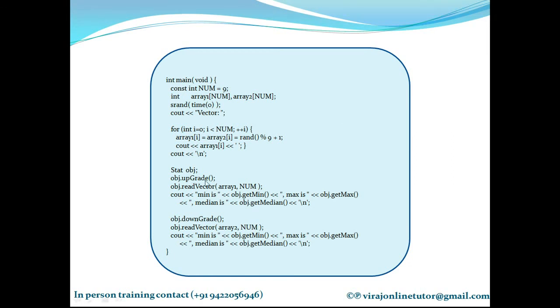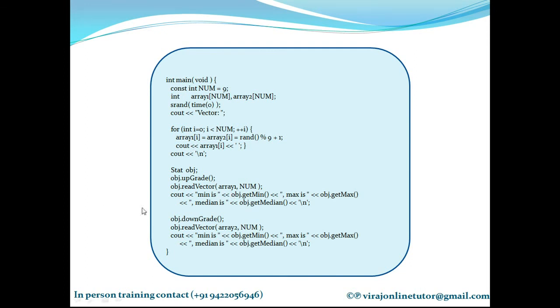But I am calling the upgrade function here. So once I call upgrade, what will happen? It will switch to the shell sorting algorithm. And once I call read vector, it will read array 1 and it will sort array 1 using which sorting algorithm? It will sort array 1 using the shell sorting algorithm. The reason being, we have already called upgrade before this. So array 1 will be sorted based on the shell sorting algorithm.